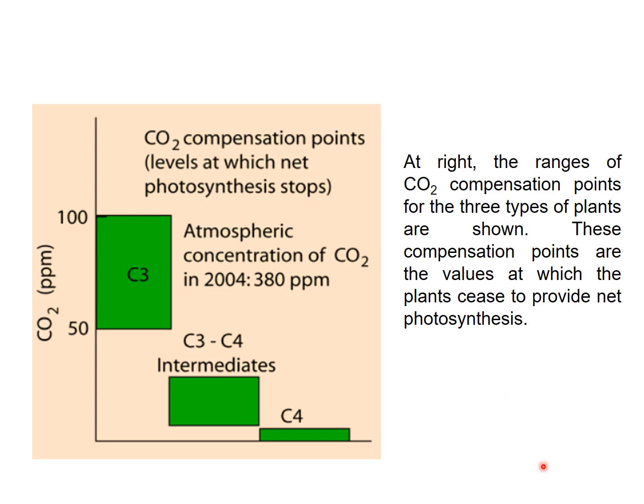These are the carbon dioxide compensation points for three types of plants: C3 plants, C3-C4 intermediates, and C4 plants. As I told you, carbon dioxide compensation points are the values at which net photosynthesis stops. So you can see here its values are highest for C3, lowest for C4, while in case of C3-C4 intermediates, their values are intermediate between C3 and C4.